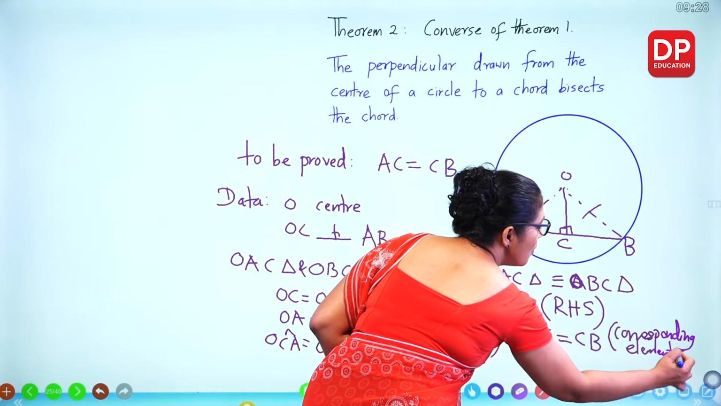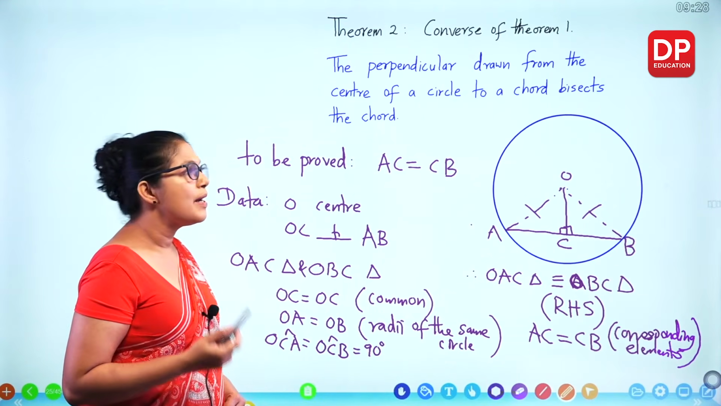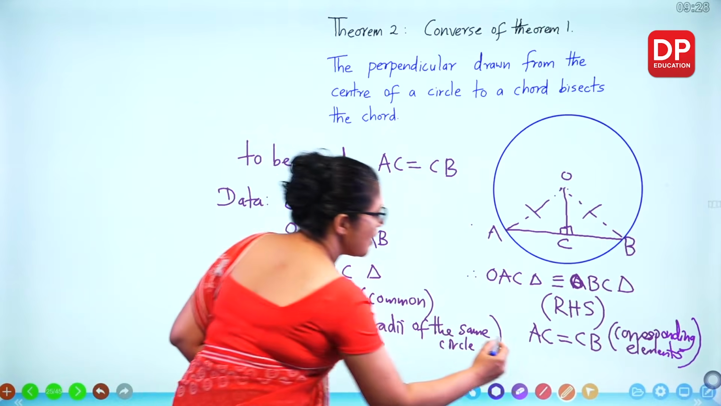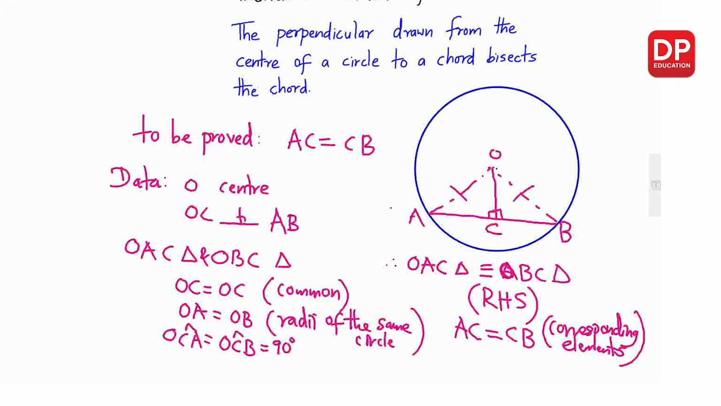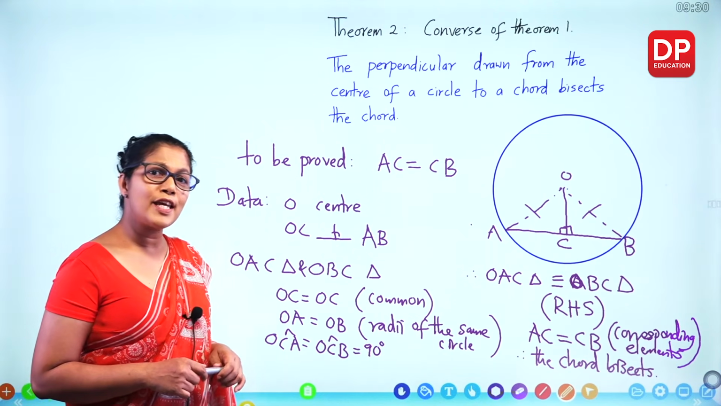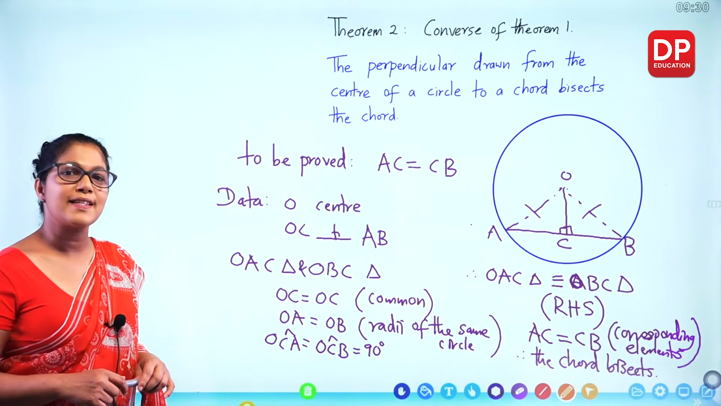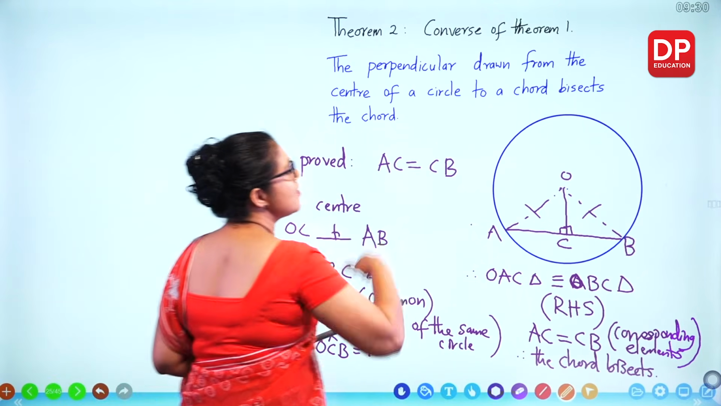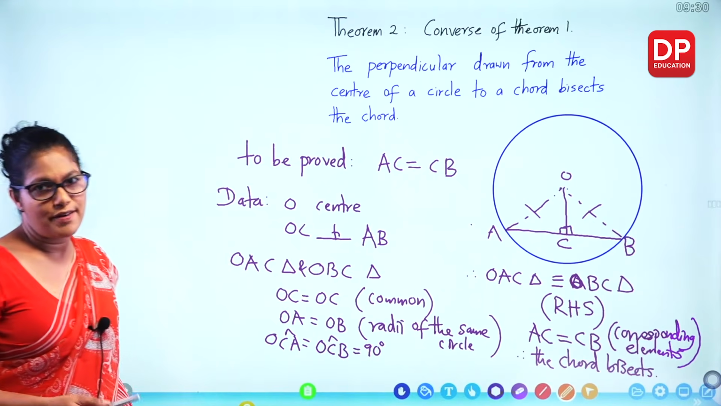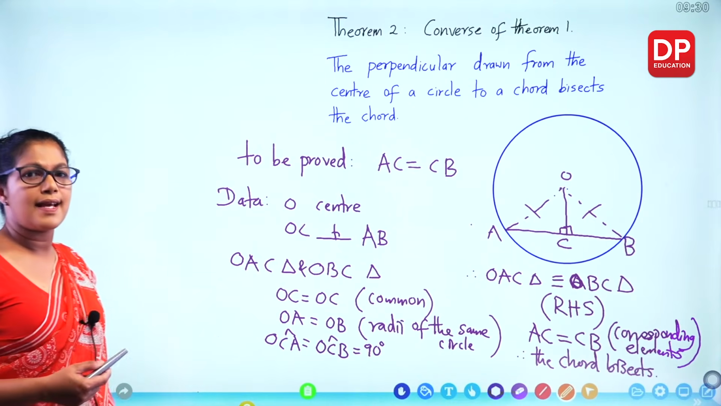So if these two are equal, it means the chord bisects. So therefore the chord bisects. So what's the converse of theorem 1? It says when you draw a perpendicular from the center to the chord, it bisects the chord. So here this theorem is the converse of theorem number 1. Now we'll try to use this theorem in exercises and examples.